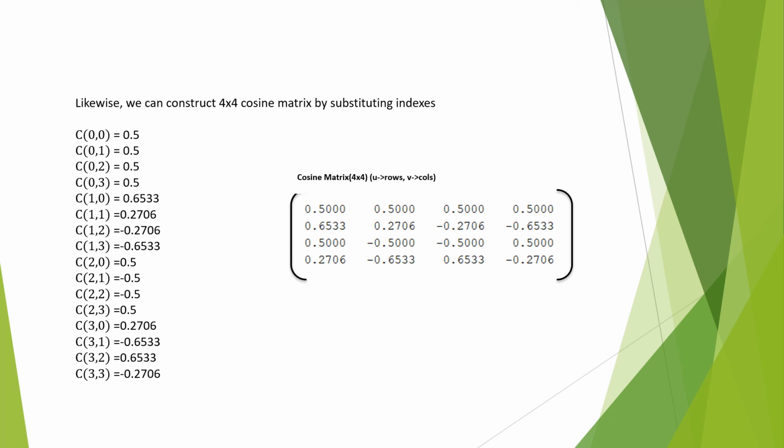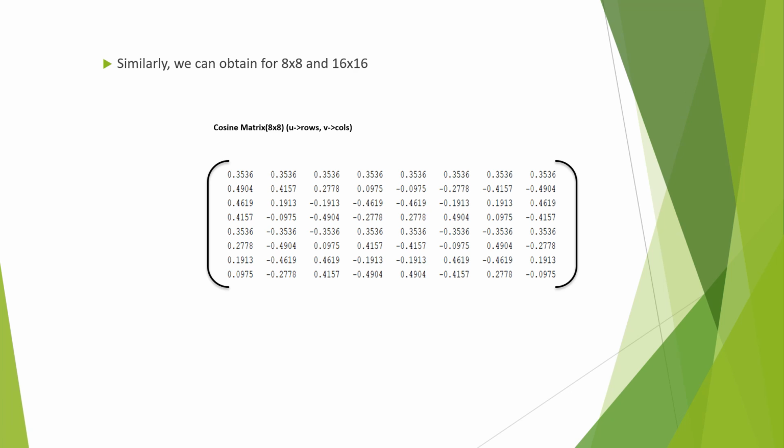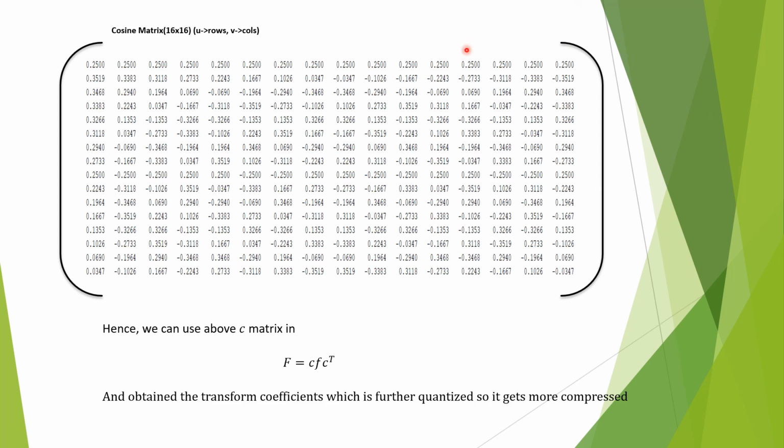Likewise, we can construct the 4 by 4 cosine matrix by substituting the indexes. This is the 4 by 4 cosine matrix. Similarly, we can obtain the 8 by 8 and 16 by 16 cosine matrices. This is the 8 by 8 cosine matrix. Next, this is the 16 by 16 cosine matrix. Hence we use the above C matrix in capital F, that is F equals C f C transpose, and obtain the transform coefficients, which are further quantized so that they get more compressed.